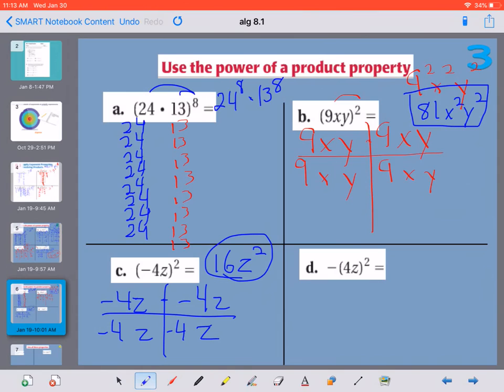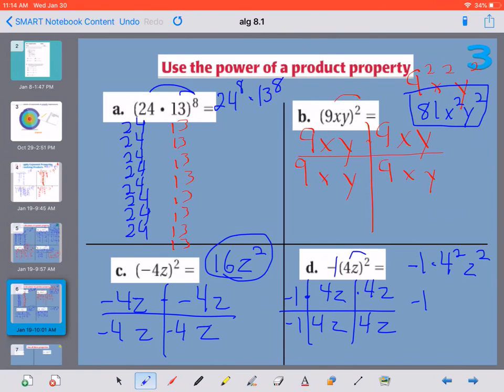Here we have a negative 1 outside of our parentheses. So we're going to take that negative 1 and multiply it by our two 4z's, so 4z times 4z. If I were to write that out, I would have negative 1, 4 and a z, and 4 and a z. So we would have negative 1 times 4 squared z squared. Negative 1 times 16z squared, and then I can simplify that. So negative 16z squared.